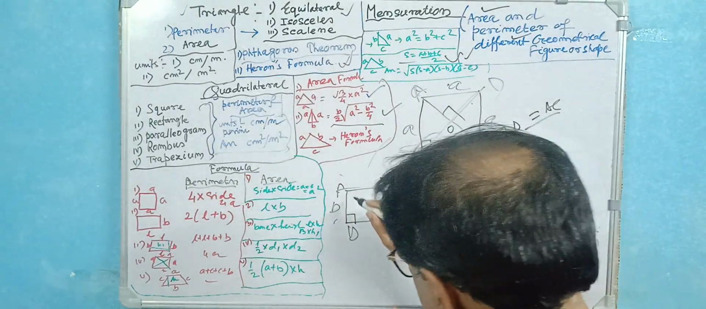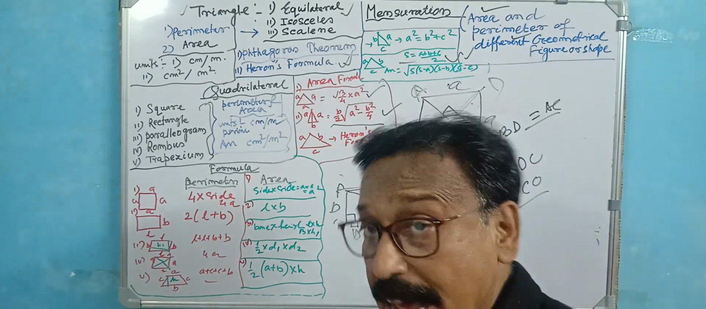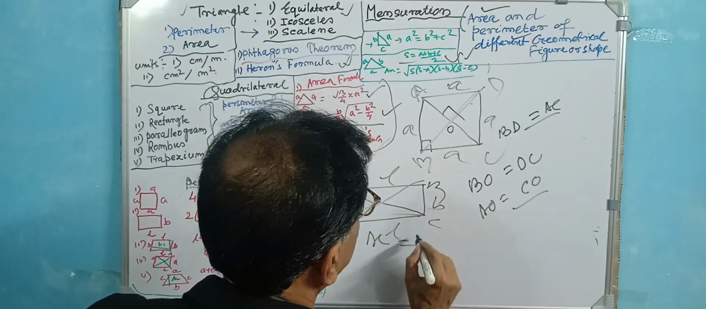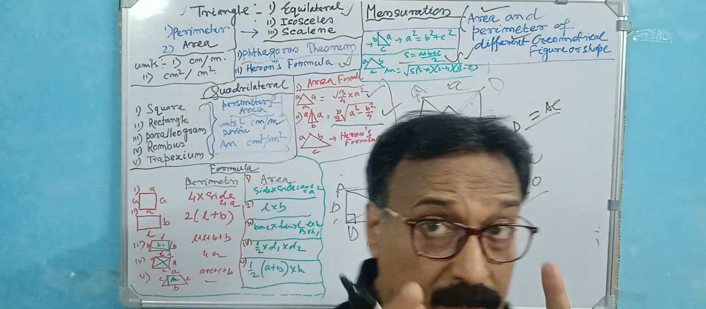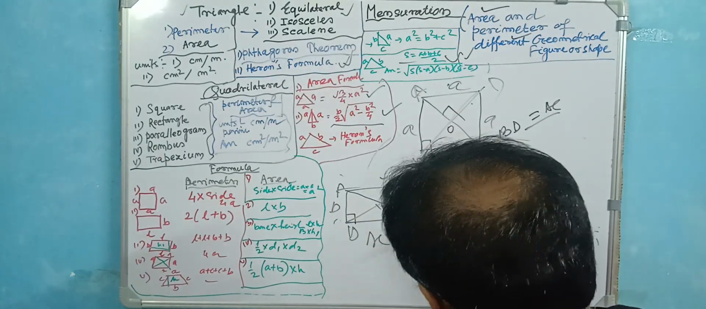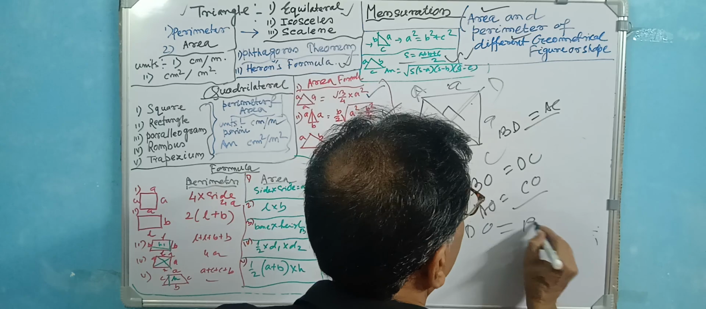Angle is 90. Diagonals are equal, that means AC equals BD. That is the property. But diagonals also bisect each other, so DO is equal to BO.